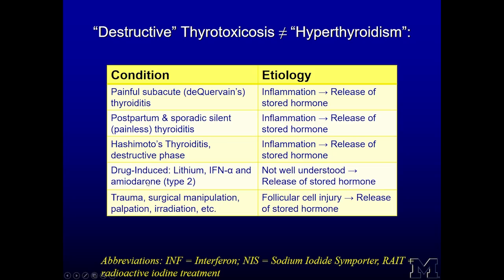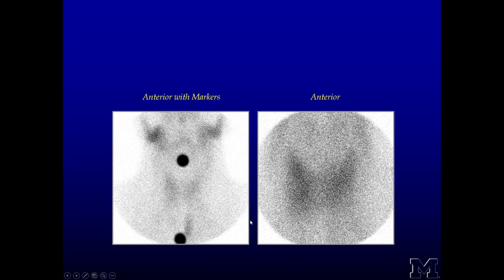And also, there are cases of thyroiditis, acute thyroid inflammation due to trauma, surgical manipulation, palpation, or irradiation, resulting in follicular cell injury and release of stored thyroid hormone.